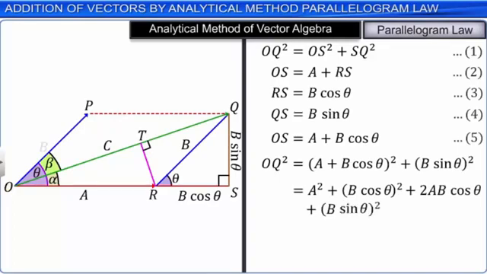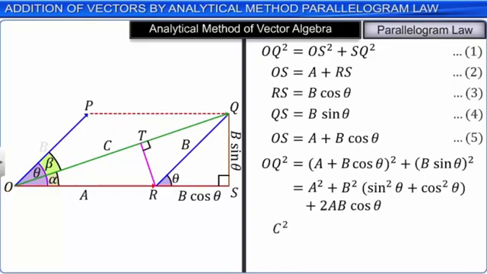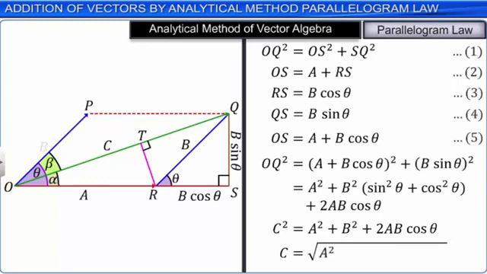C square is equal to A square plus B square plus 2AB cos theta. C is equal to square root of A square plus B square plus 2AB cos theta. Let this be equation 6. This equation is known as the law of cosines. Using this, we can find the magnitude of the resultant vector.